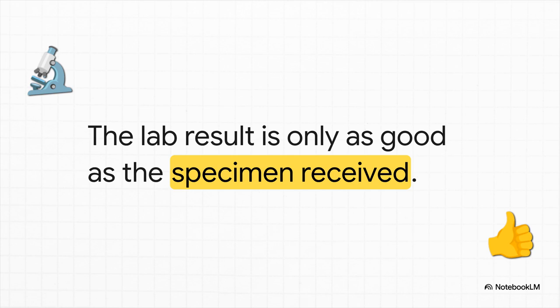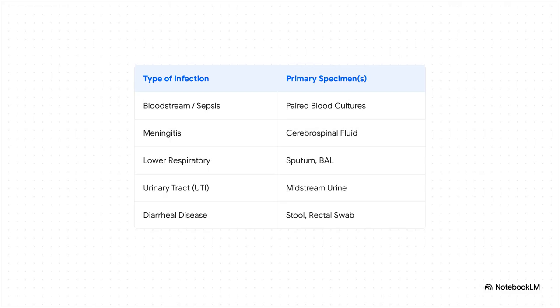The quality of the information we can give back to you depends entirely on the quality of the specimen you give to us. So, choosing the right specimen is step number one. Let's make this practical. You have a patient you suspect has sepsis. What do you need? Paired blood cultures from 2 different sites. Suspected meningitis, it's got to be cerebrospinal fluid, CSF.